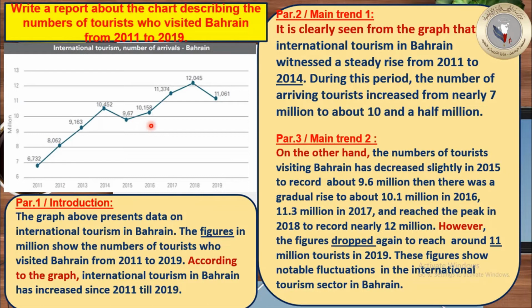followed by another what? Another increase to reach what? 11.3 million. In which year? In 2017, and reached the peak. The peak, it's a good terminology, a good word you have to mention. Peak here means the highest value of the graph, the line graph or the bar chart, the highest bar or the highest value of the line graph you have. It's called a peak.